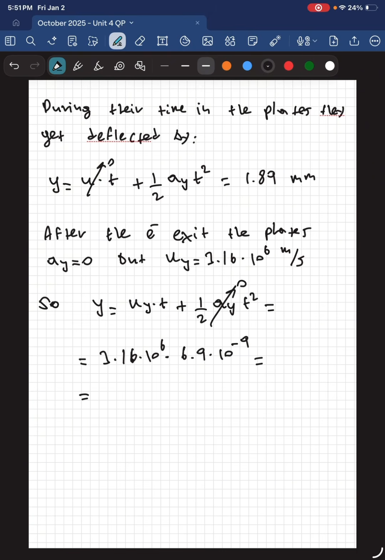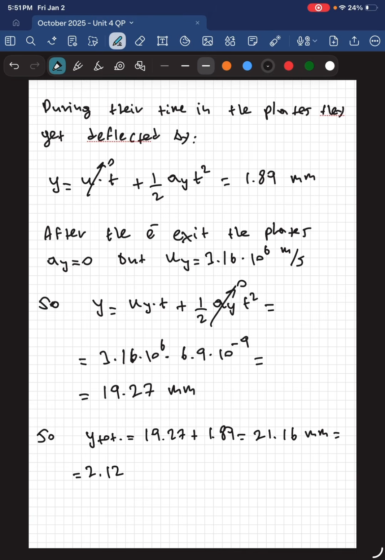If we carry on the calculations, we find 19.27 millimeters. So y total is 19.27 plus 1.89, which is 21.16 millimeters, which is actually 2.12 centimeters, which is less than 3.4 centimeters. So the student is wrong.